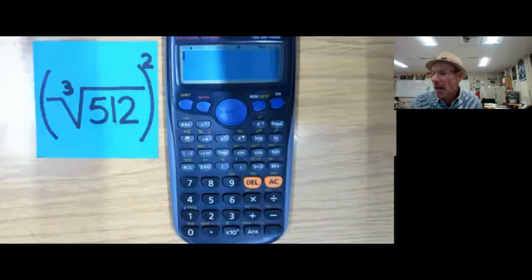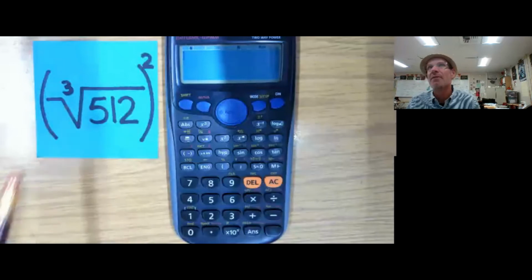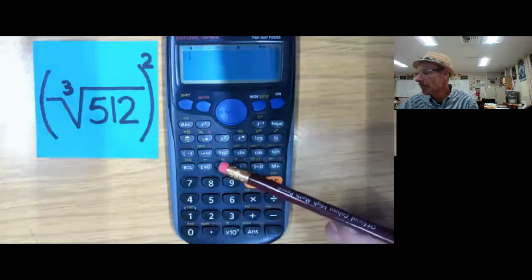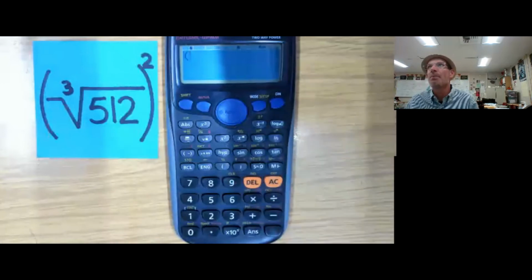All right, so now we're going to learn how to use the Casio FX 300 ES Plus to do the problem, the cube root of 512 to the second power. Notice it's called the cube root whenever the index number is a 3. So the first thing I need to do is use the right parenthesis. And then once I have the right parenthesis in there, I have to use the radical symbol.